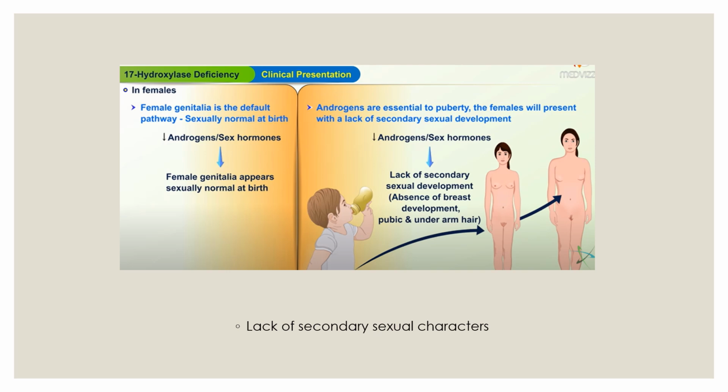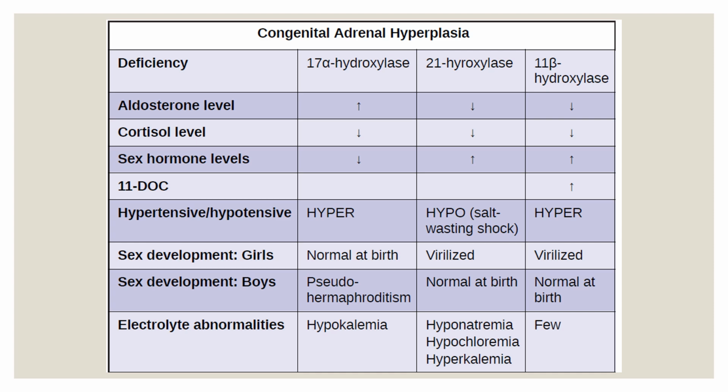17-hydroxylase deficiency in females. What does it do? Sex hormones are low. So female genitalia appears sexually normal at birth because female genitalia doesn't need sex hormones in utero. But sex hormones are essential to puberty. So the females will present with a lack of secondary sexual development, like absence of breast development, and pubic and underarm hair. So the lack of secondary sexual characteristics.